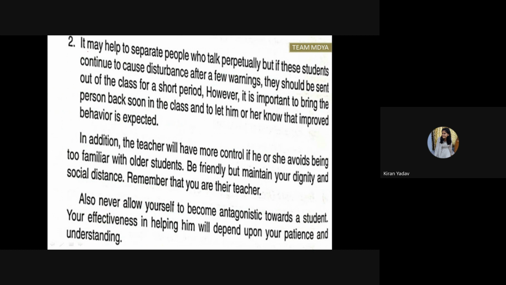Then it may help to separate people who talk perpetually. But if these students continue to cause disturbance after a few warnings, they should be sent out of the class. As Sakshi ji told, they should be sent out of the class for a short period of time, and then called back. Because when you call them back, it makes them feel that better behavior from them is expected.